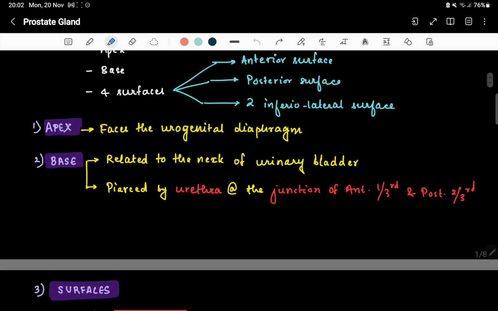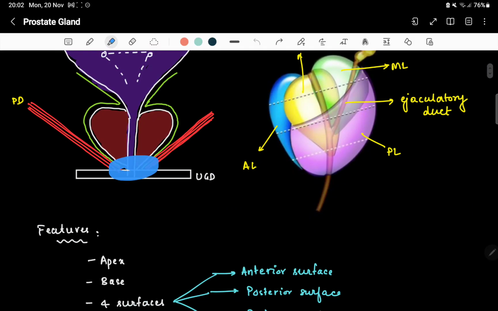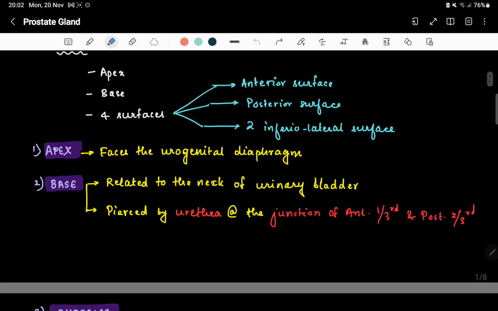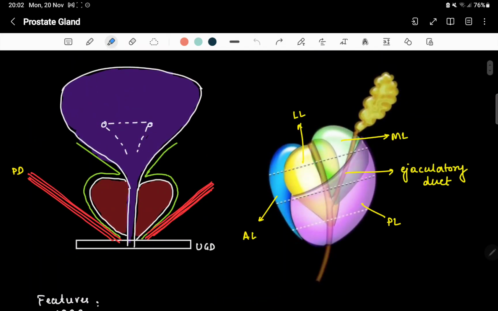The apex of the gland faces the urogenital diaphragm. The base is related to the neck of the urinary bladder, this part.